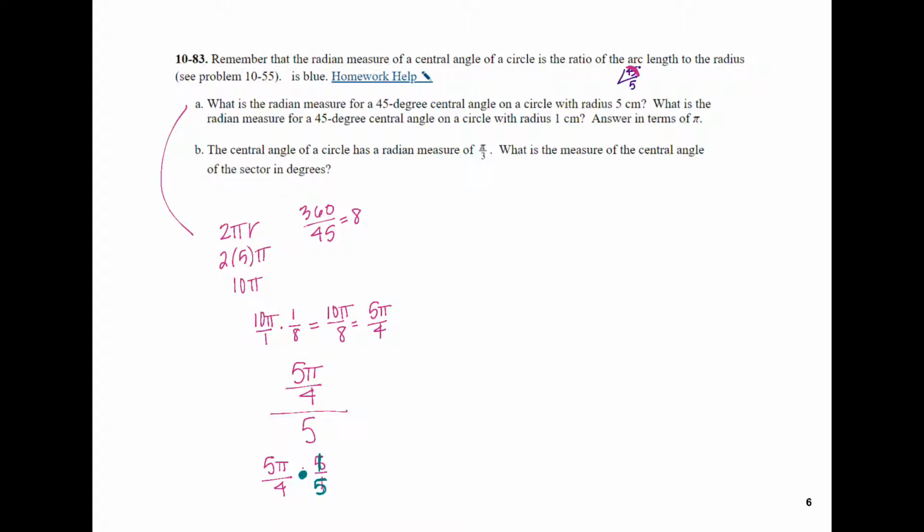I now can cross simplify. 5 over 5, if we multiply straight across, cancel each other out. So I get pi over 4 radians.